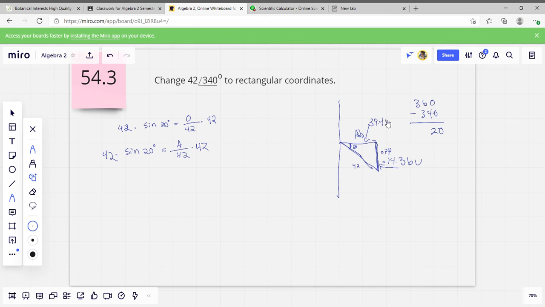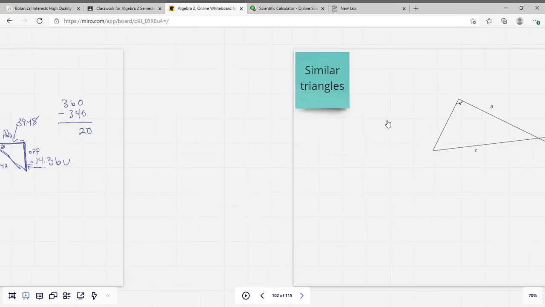Actually, that would round up to 39.47. The book has 39.48. Alright, so our right would be 39.48R. And then we're going down, so that's minus 14.36U. And there's the answer to that one. These are actually pretty easy if you understand the trig functions.